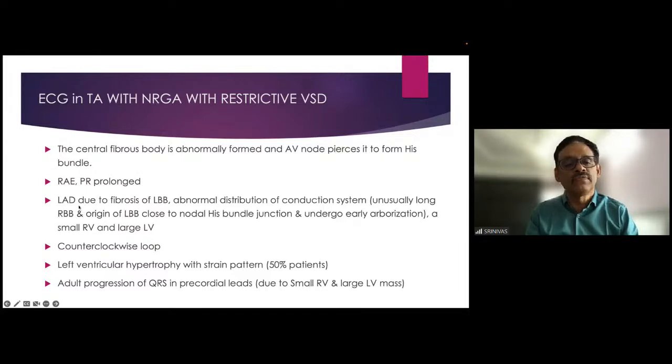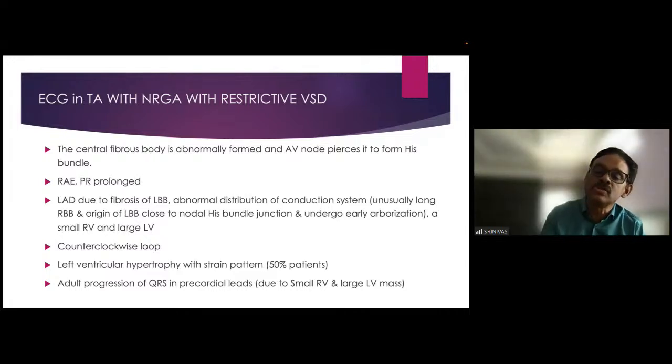There will be a counterclockwise loop and left axis deviation in tricuspid atresia due to fibrosis of the left bundle and abnormal distribution of the conduction system, which means there is an unusually long right bundle and early takeoff of the left bundle, which is close to the nodal origin of the His bundle, and which also undergoes an early arborization. So the early arborization and early takeoff of the left bundle and a long right bundle are responsible for the left axis deviation of the counterclockwise loop in tricuspid atresia with VSD and PS.